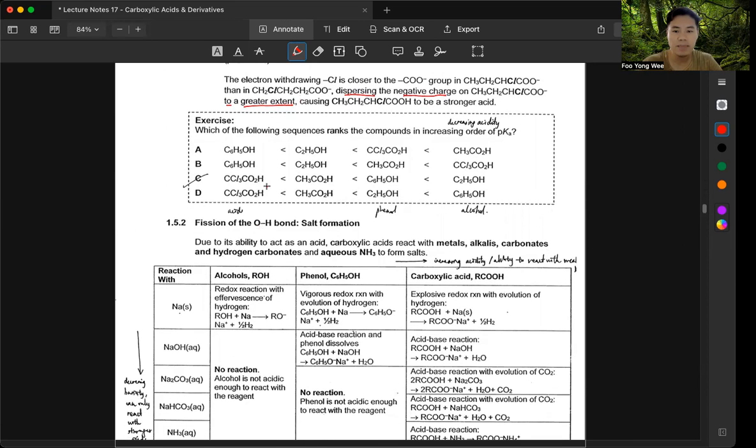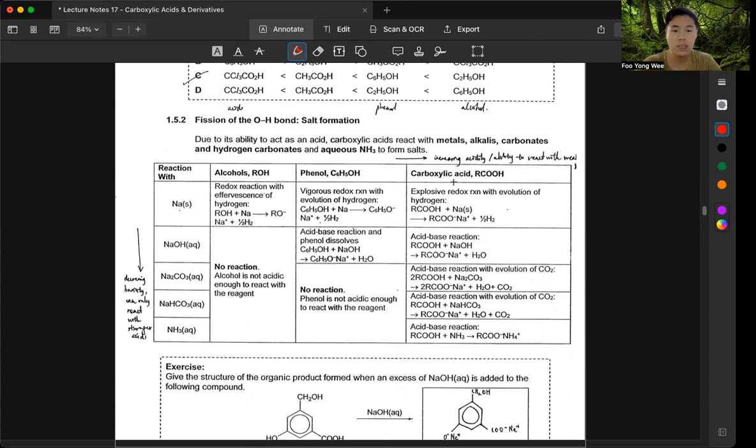So if you look at this example, which is the correct order in terms of increasing order of pKa, meaning you get less and less acidic. So of course, the most acidic one is here, because you have 3 Cl, electron withdrawing groups. Then this one is the next one. Ethanoic acid is more acidic than this phenol. Then alcohol is the worst.